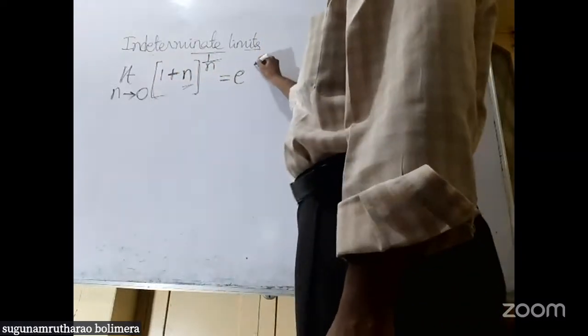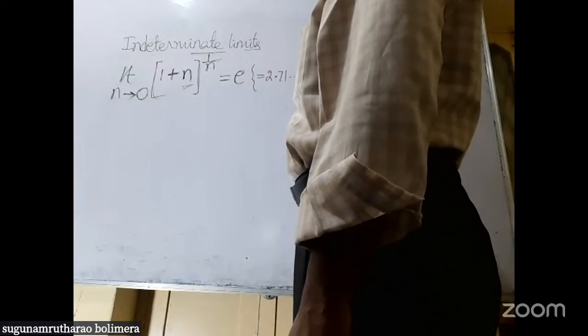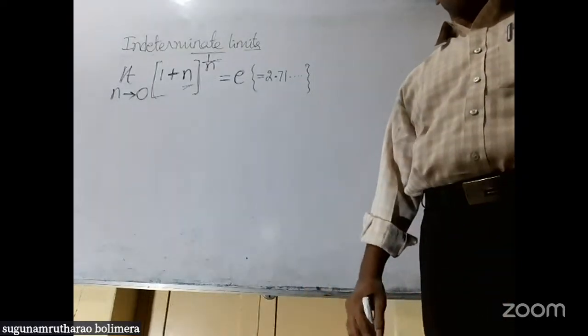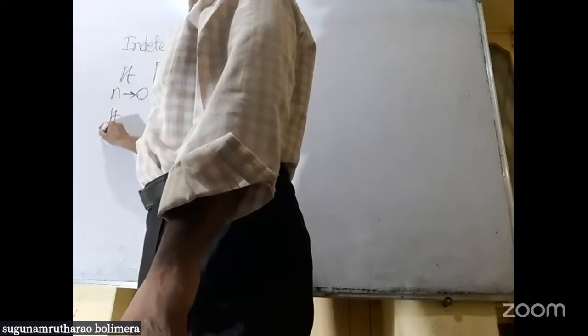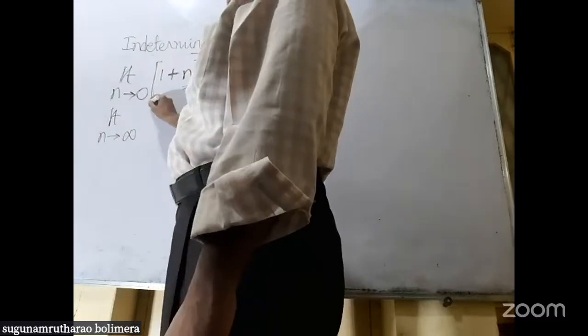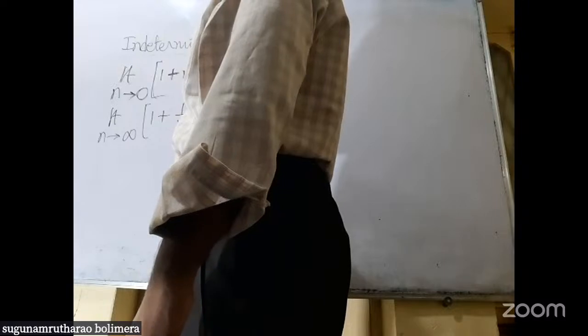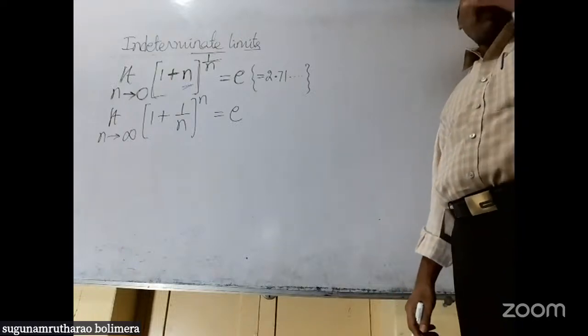E has a value of 2.71 something. Do remember? E has a value of 2.71 something. And the same limit, as n tends to infinity, 1 plus 1 by n whole power n is equal to E.